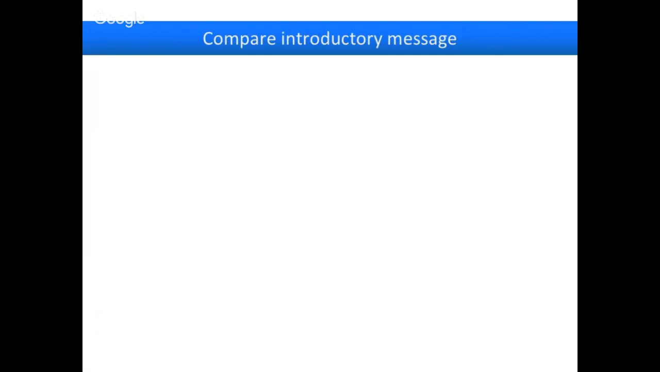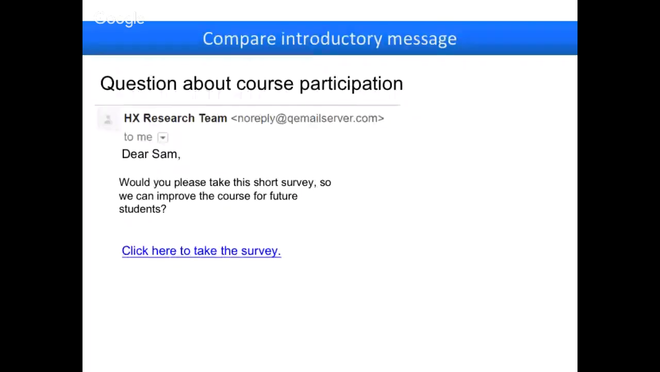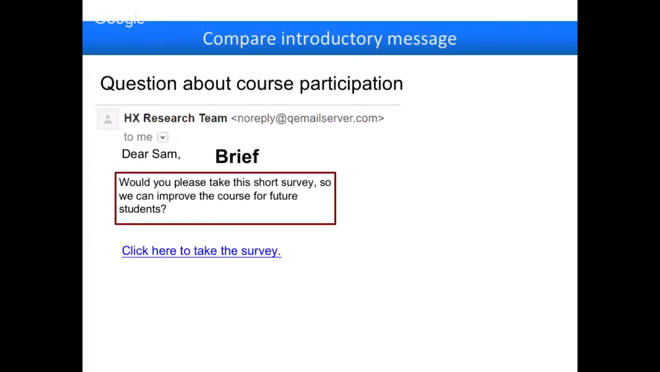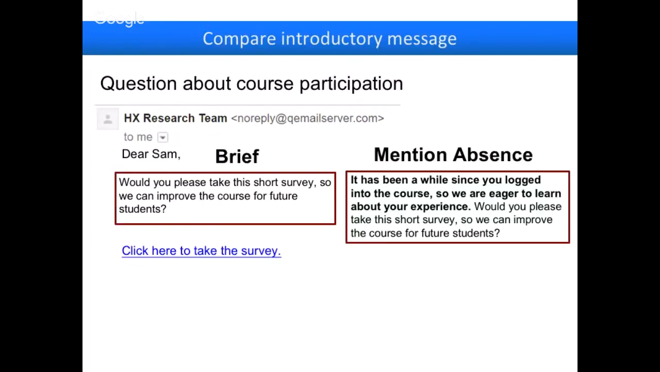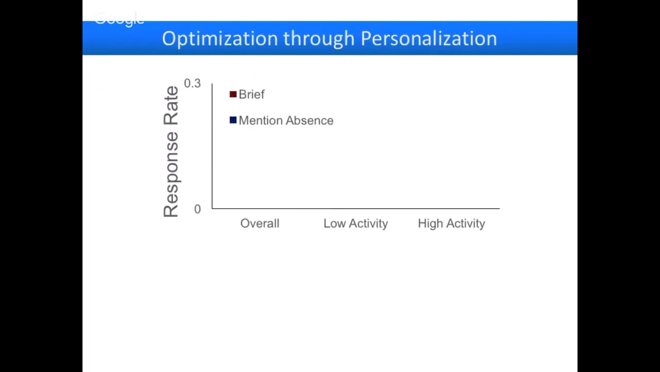So in this experiment, we compared an introductory message. It was basically asking people to take a short survey, and there was a brief message versus a message that mentioned that they've been absent. It's been a while since you logged into the course, so we're eager to learn about your experience. So what these results show is, on the vertical axis, response rate. What proportion of people actually respond to the email? So what do you predict? What's the effect of the brief message? What's the effect of the one mentioning people are absent?